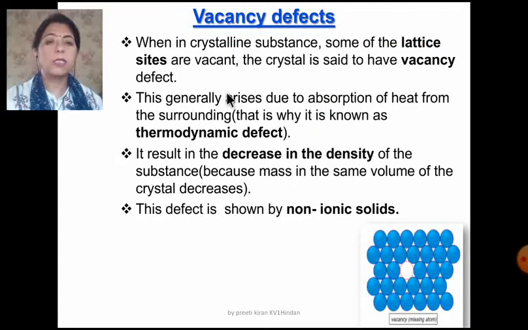Now let's take the stoichiometric defects in the non-ionic solids. The first is the vacancy defect. Let's study it in detail and understand what it is and what its impact is on the properties of a solid. When in a crystalline substance some of the lattice sites are vacant, the crystal is said to have the vacancy defect. Now see this picture.